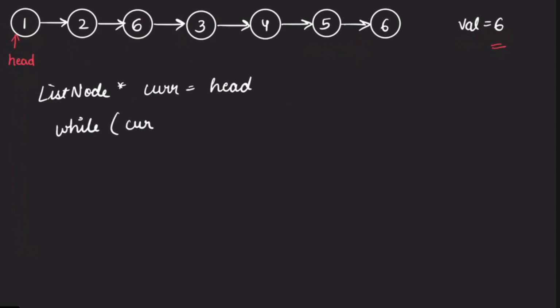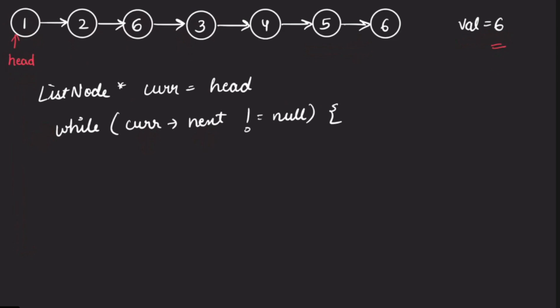While current's next, that means the next element, is not equal to null. Because I said at every point we were comparing the value of the node which is present in current's next. And if the current's next itself does not have any node, in that case, we will stop our loop.